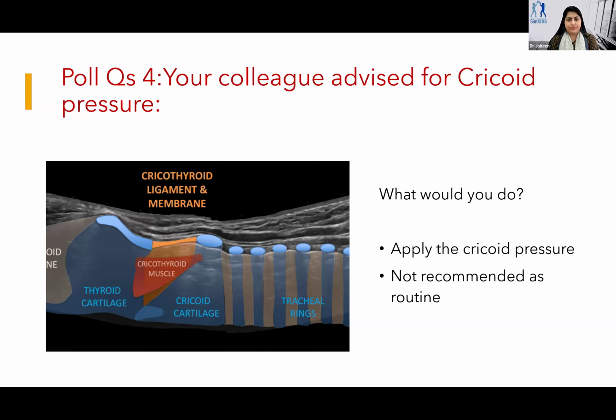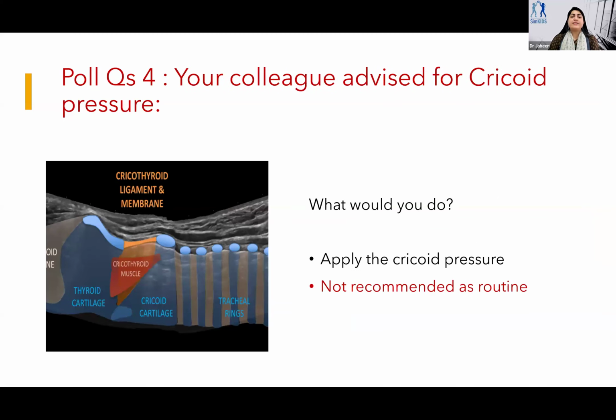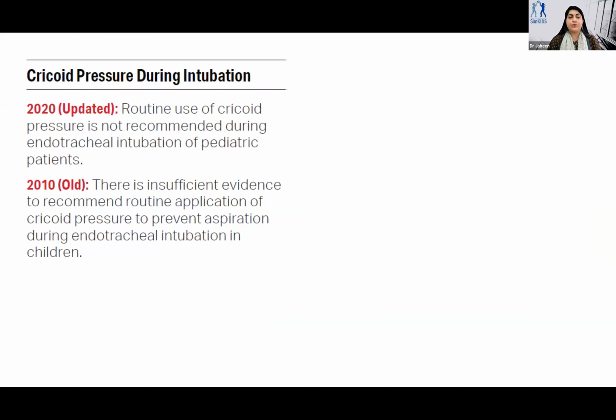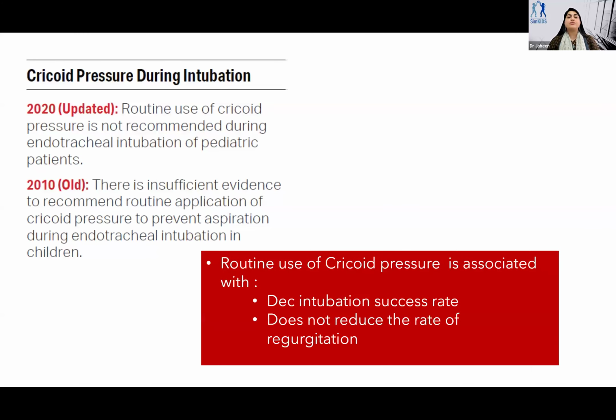Any thoughts about it? Not recommended as a routine. Thanks, Aisha. Thanks, Imran. Thanks, Shurvali. Perfect. So, yes, you are correct. It is not recommended as a routine, which was in the previous one.